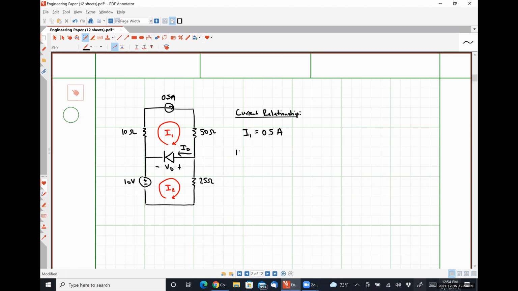If we apply Kirchhoff's voltage law around mesh 2, we'll have negative 10 volts minus VD plus 25 ohms times I2 is equal to 0. So I have two equations and effectively three unknown quantities right now. So how are we going to fix this?